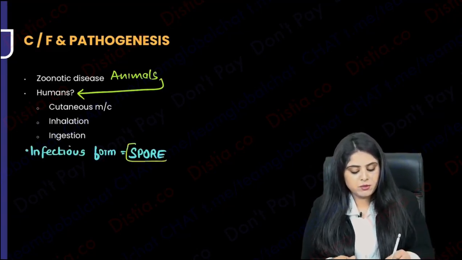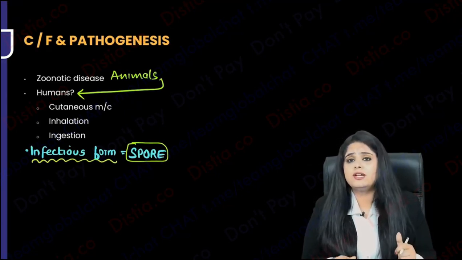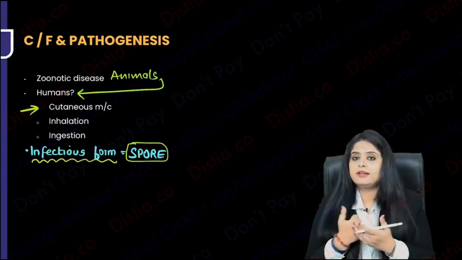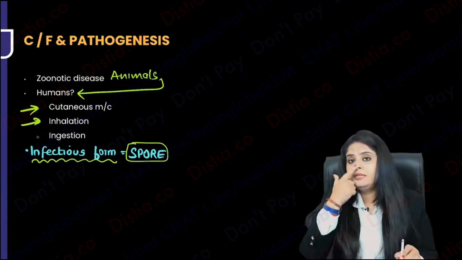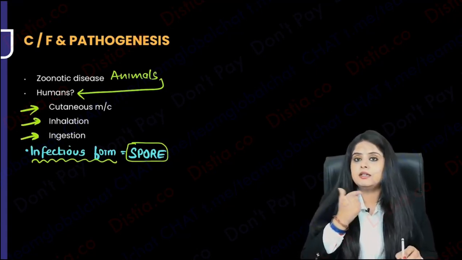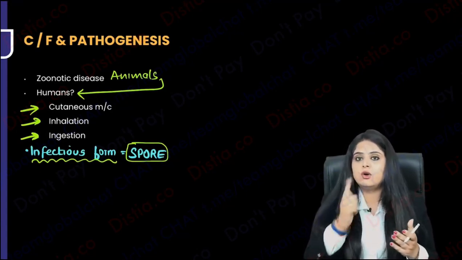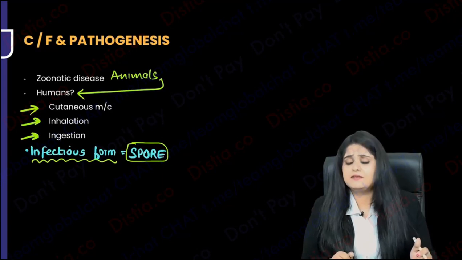See, it's a spore forming organism. So the infectious form is going to be the spore, and spores are always more deadly. How did it come into my system? Either it came in contact with my skin, or I ended up breathing it, or I ended up eating it. Three forms possible: either it is skin contact, or inhalation, or ingestion. Let's start one by one.